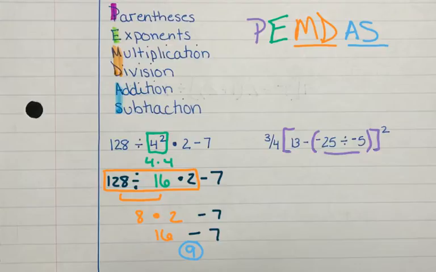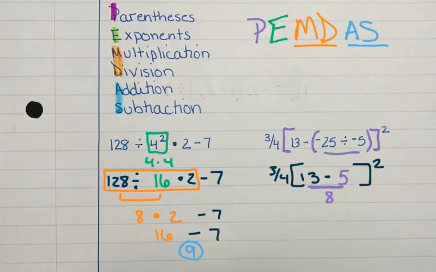So negative 25 divided by negative 5 is a positive 5. Okay, now I'm going to bring everything else down that I haven't used. So I still have this 3/4 bracket, 13 minus, and I've used those parentheses, so I don't need to put them anymore. Okay, so now I still have this set of parentheses here inside the brackets. So I need to do this now, 13 minus 5. So 13 minus 5 is 8.